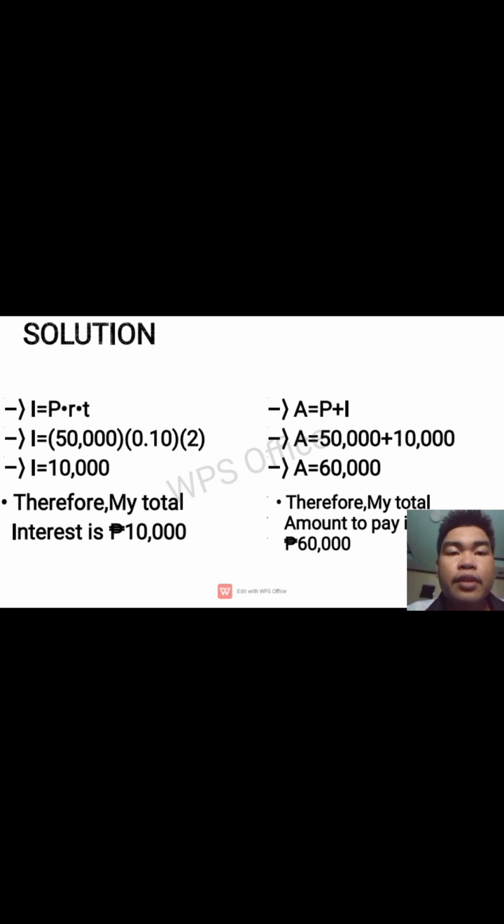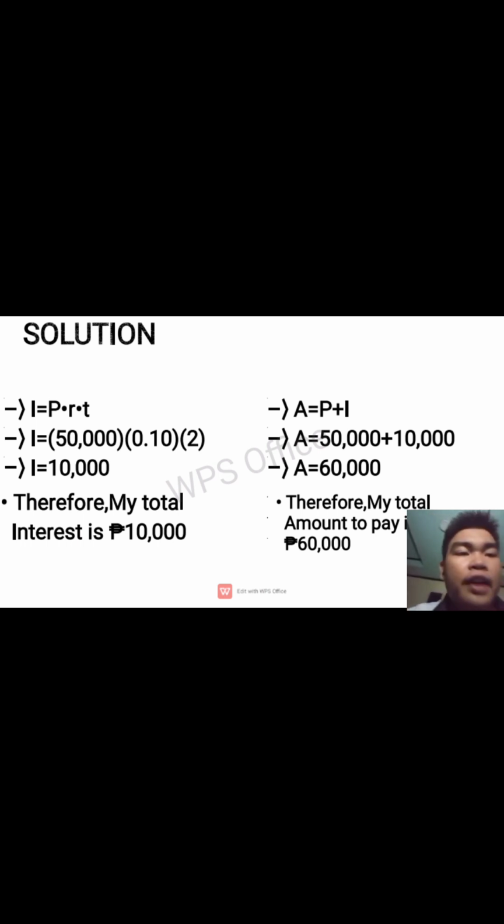Solution. Our solution is the equation I equals PRT. And so we translate what we are given into the solution, which is 50,000 times 0.10 times 2. Combining all of this, we get our answer, which is a total of 10,000.